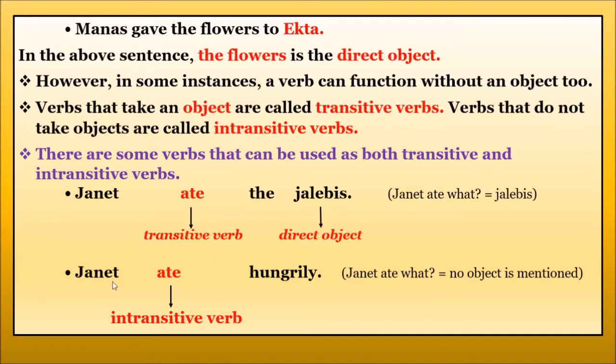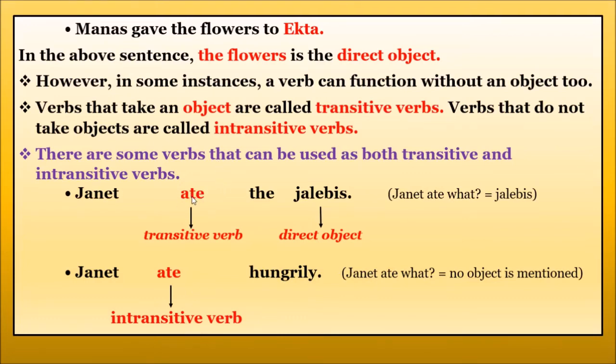Look, the same thing. Janet ate hungrily. Here, Janet ate hungrily. This is also a verb. And here there is no object. Janet is hungry. She ate hungrily. But what did she eat? They didn't mention any direct object here. So here, this is a subject, a verb, and no direct object. So, when the verb is not taking any object here, it is an intransitive verb.